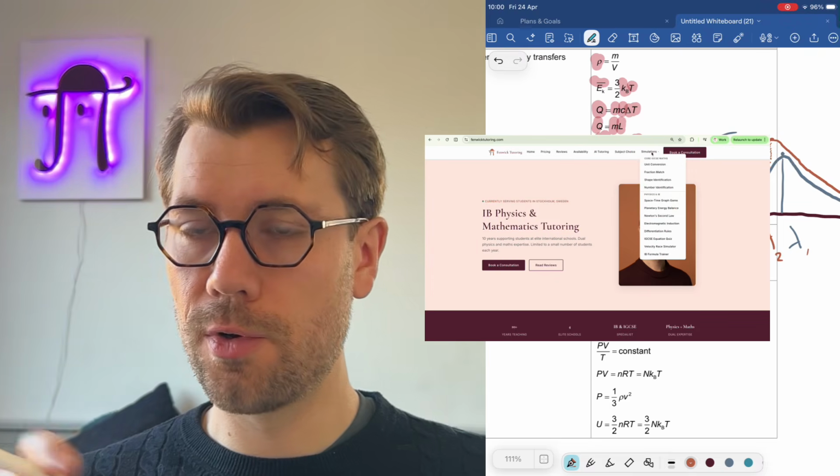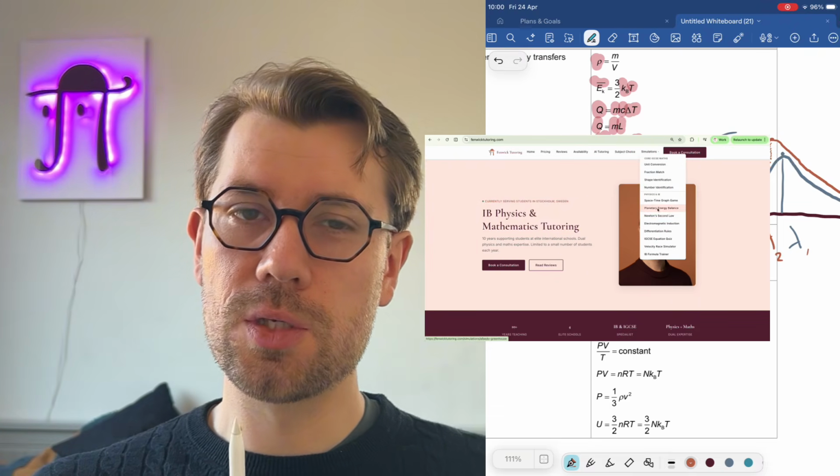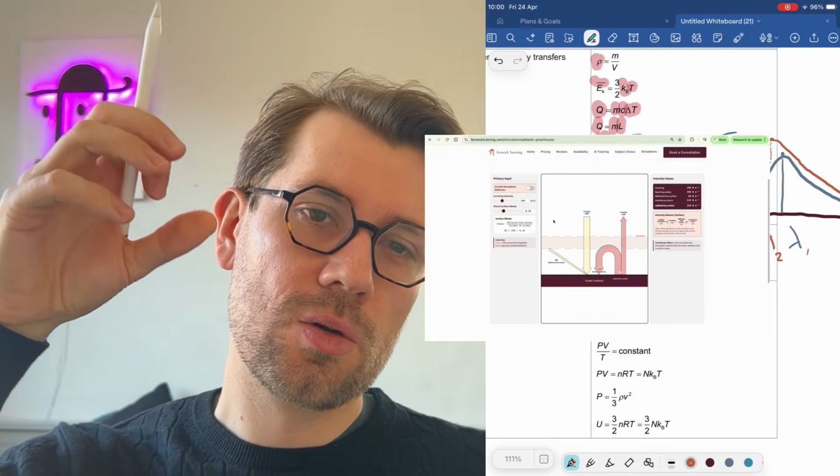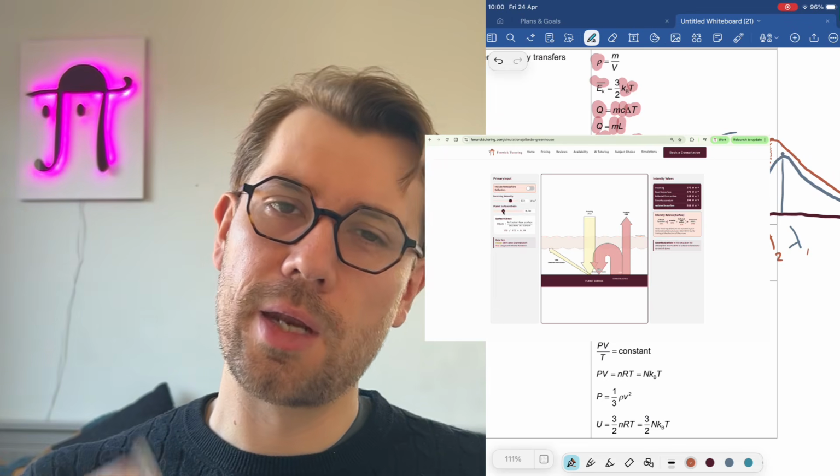And you can fiddle around with all these different things and try to understand how the energy coming in always has to really equal the energy coming out.